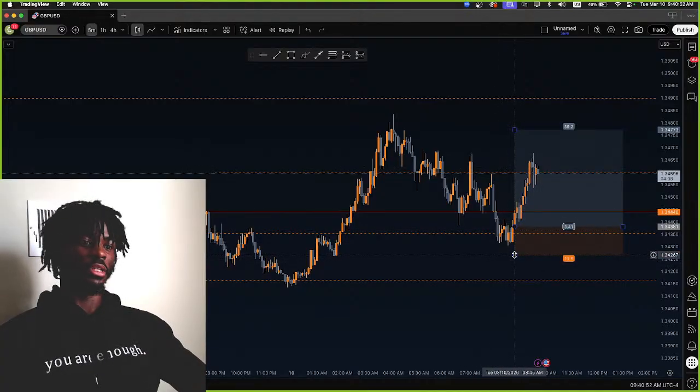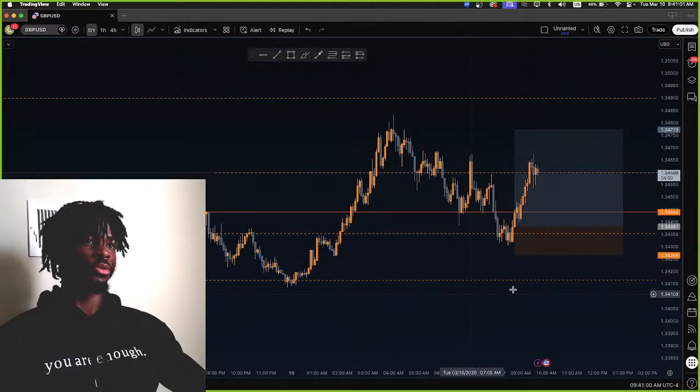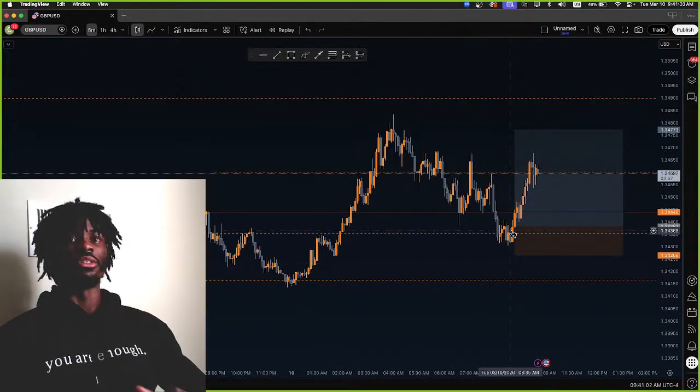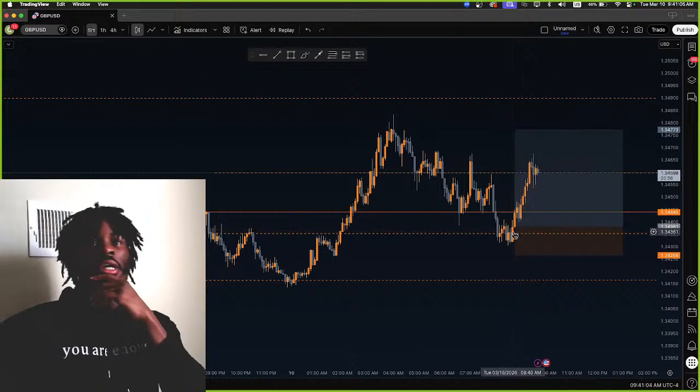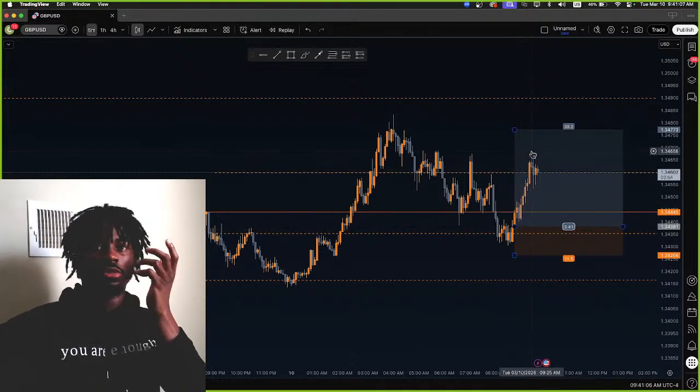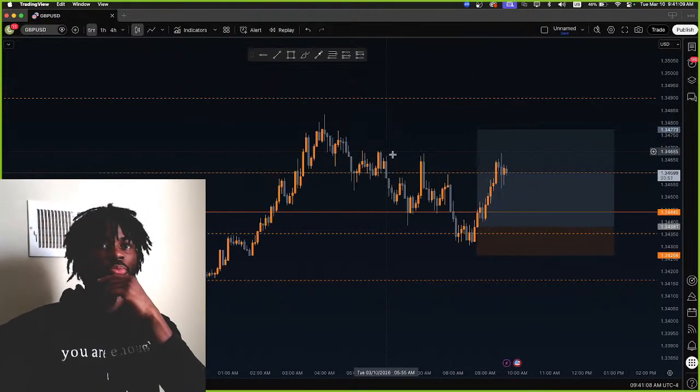Then I would look to have gotten out right here, and then I would have looked to see if the market came back down into here and would have potentially taken buys, or if it broke below here, taken sells. But this was the break and retest setup. Entered and price just started trading up from here.